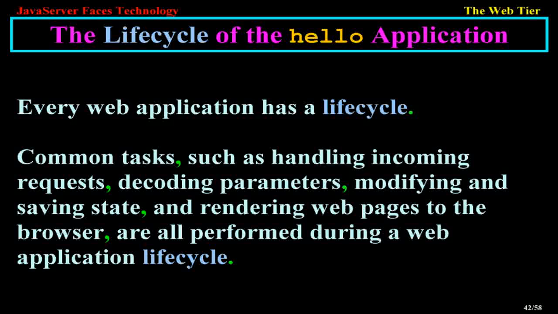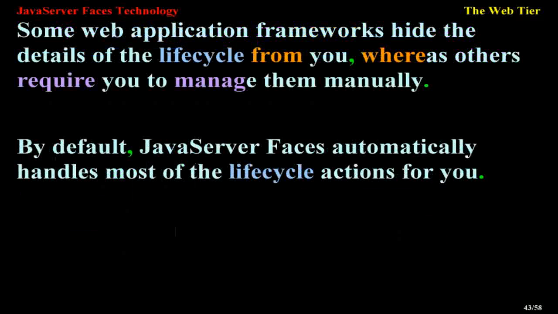Every web application has a lifecycle. Common tasks, such as handling incoming requests, decoding parameters, modifying and saving state, and rendering web pages to the browser, are all performed during a web application lifecycle. Some web application frameworks hide the details of the lifecycle from you, whereas others require you to manage them manually. By default, JavaServer Faces automatically handles most of the lifecycle actions for you.